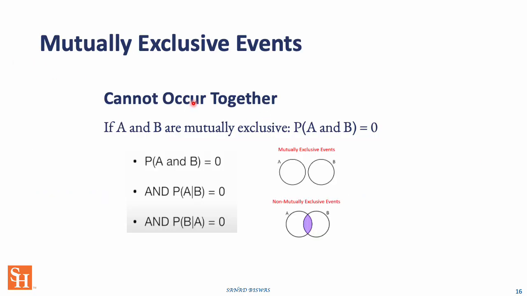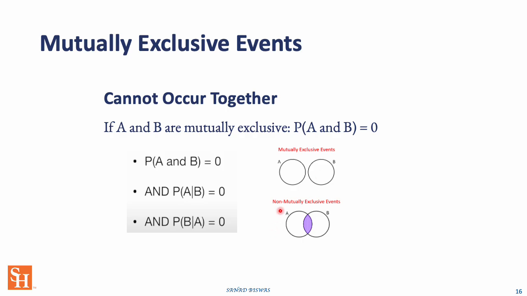Now we'll see what we mean by mutually exclusive events. We call two events mutually exclusive if they cannot occur together. For example, say we have two events A and B. We call A and B mutually exclusive if there is nothing in common between these two. That means they cannot happen together. If there is nothing in common between A and B, then the probability of A and B will be 0, and the probability of A given B will also be 0, because if B happens, then A cannot happen, right? Similarly, the probability of B given A is also 0, because if A happens, then B cannot happen.